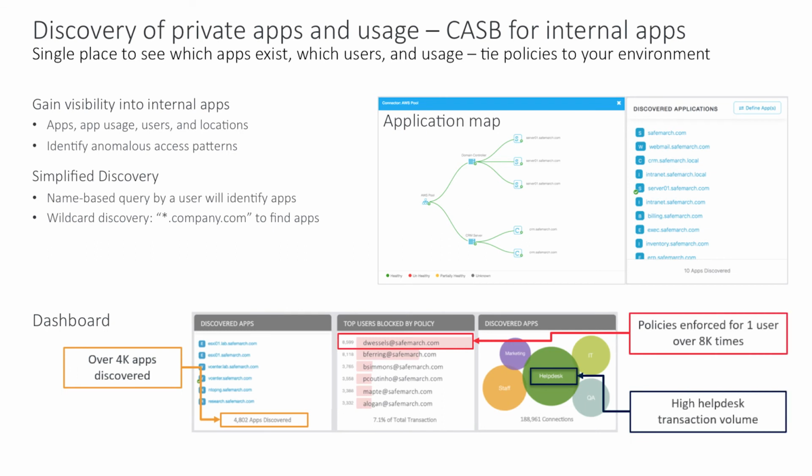Discovery is very simplified. It is a name-based query by a user to any application space. We see that and we'll discover it and give you visibility into it. And we have a full dashboard for it at that point in time. So you can see which user is accessing what application, what are the high transaction volume-based applications, and which applications are used by which users. And then once you have discovered those, you can manage them and put policies around them.